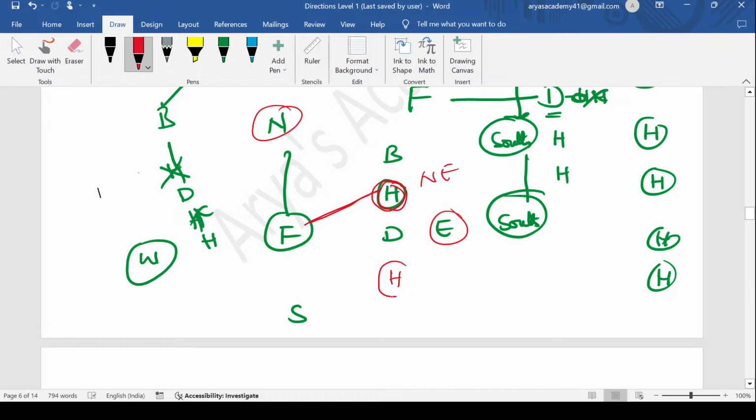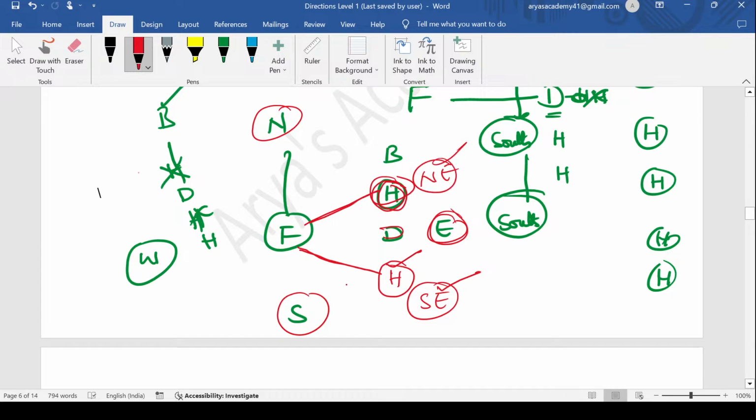Let us assume that H is below D. Then if I look from F, the direction will be this, which is actually between south and east. Hence, I have to answer it as southeast. Here I am getting two answers. If H is below D, the correct answer will be southeast. If H is above D, the correct answer will be northeast.